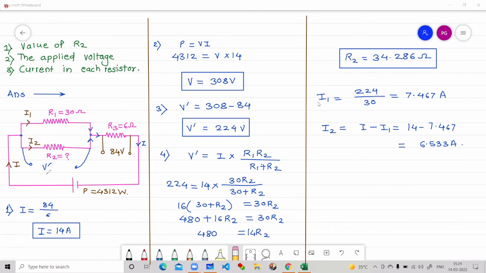Now, a number of ways are there. If you don't want to go by potential, you can divide the current also. Current division से भी कर सकते हो. आपकी मर्जी, आपको जैसे करना है.